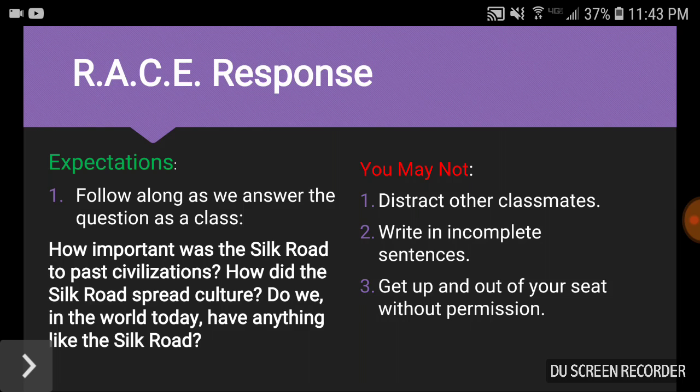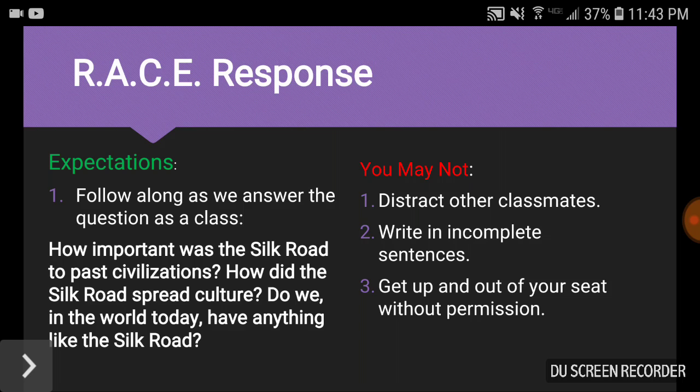So think back to, what is a culture? Culture is the different beliefs and ideas that different groups of people have. How important was the Silk Road to these civilizations? How did it spread their culture or their beliefs and their ideas, their goods, their resources, their art, things like that? And do we have anything in the world today that also helps us expand our culture or expand our beliefs or expand trading different goods and products?